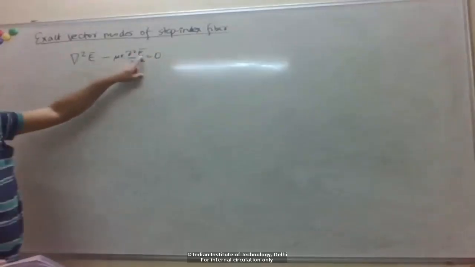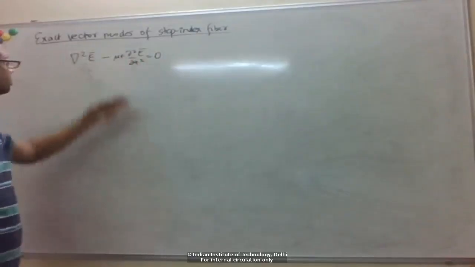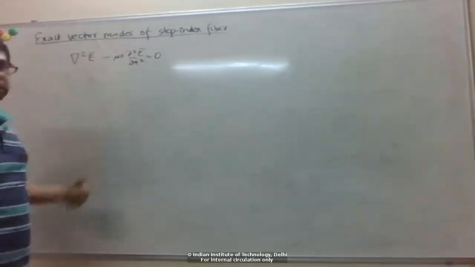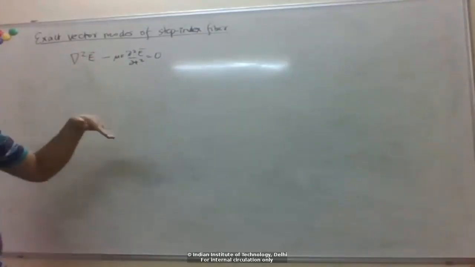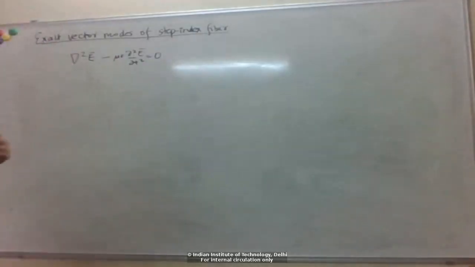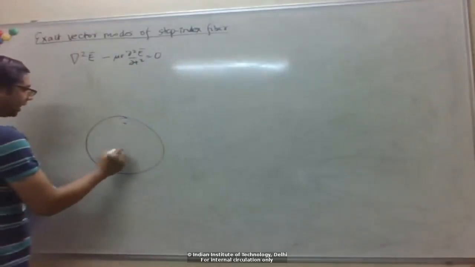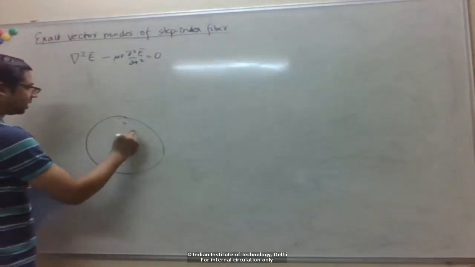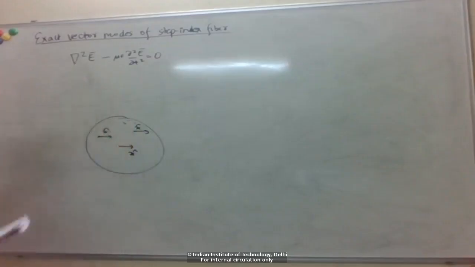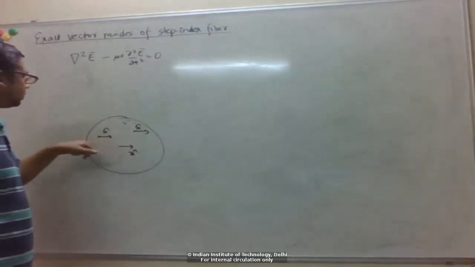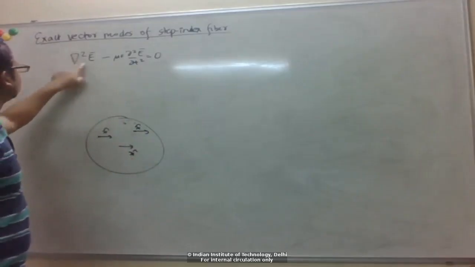Right. So this is a vector equation, right? And for Cartesian coordinates, we can split this into three scalar equations: one for Ex, one for Ey, one for Ez. That's because the x, y, z vectors are constant vectors. For example, if you look at the cross section of the fiber, the x vector is always in this direction, doesn't matter where I am plotting it. So this unit vector is independent of position, so that's a constant. That does not come into this derivative, right?